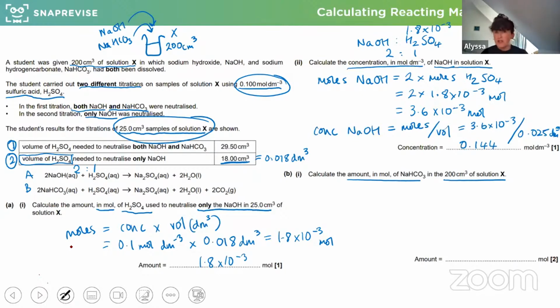I think, because we haven't used it yet, my educated opinion is that we're going to need to use titration number 1. This value here, I'm just writing in red to make it a bit clearer. This value here is how much sulfuric acid was needed to neutralize both sodium hydroxide and then sodium hydrogen carbonate. So what volume of sulfuric acid is needed to neutralize just the sodium hydrogen carbonate?